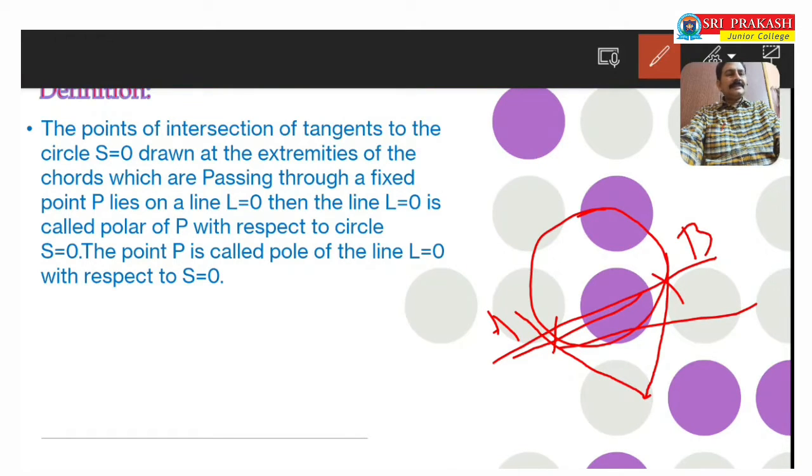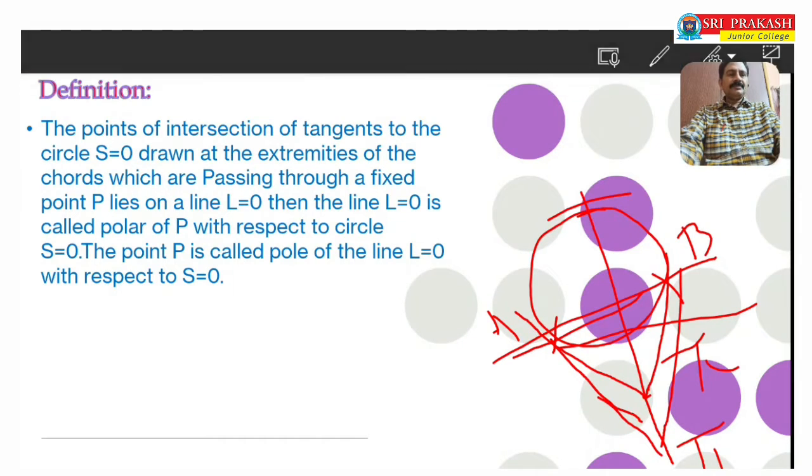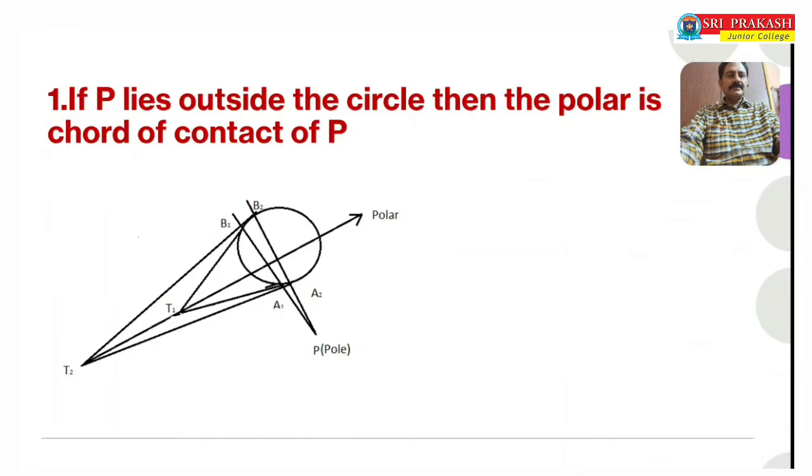and draw the tangents at the extremities again. This is one tangent, this is another tangent. Now if you see, this is the point of intersection of the tangents, and given that the points of intersection of tangents to the circle drawn at the extremities of the chords which are passing through a fixed point lie on one line. So these points of intersection lie on one line. That line is called the polar of the point with respect to the given circle. Let us see this directly.